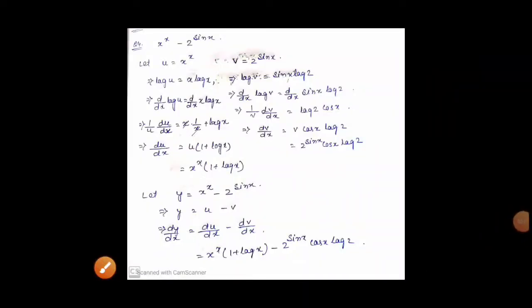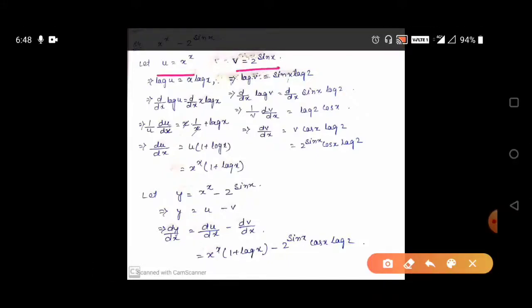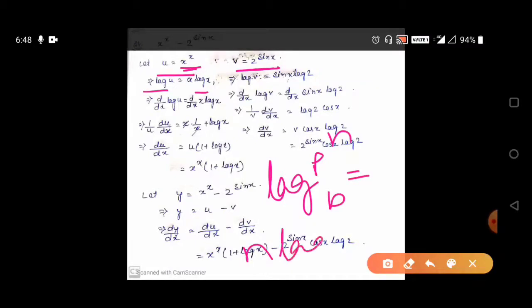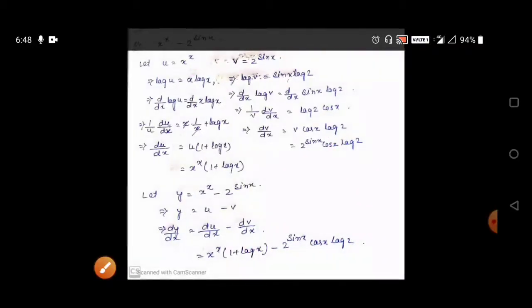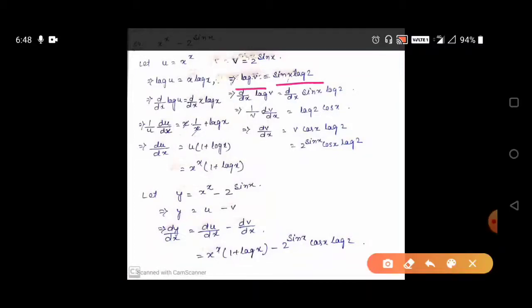Question number 4 is given x to the power x minus 2 to the power sin x. So to do this kind of question, first of all we will assume that the first term is equal to u and the second term is equal to v. Now we will take logarithm on both the sides. So log u is equal to x log x, because here we have applied the formula of log p to the power n base b. So it will become n log p base b. Now log v is equal to sin x log 2. Here also we have applied that formula only.